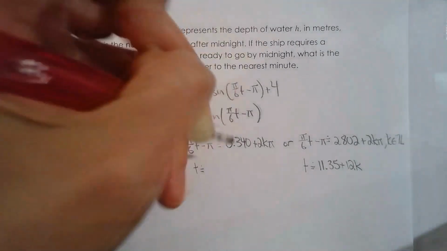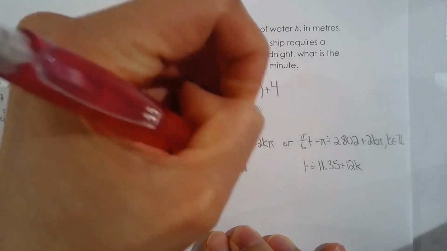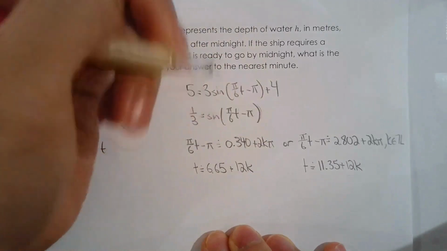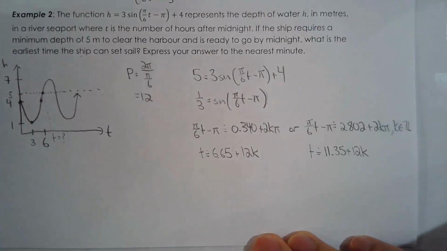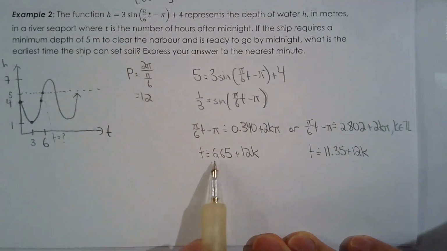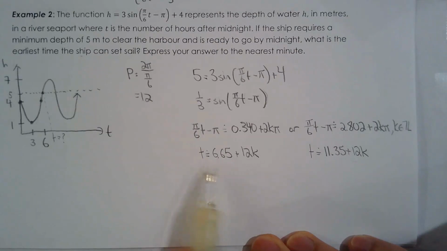So this one is approximately 6.65 plus 12k. So they want the earliest time. Okay, so do I want 6.65? Do I want to wait 6.65 hours or 11.35 hours? And the answer is, of course, I'm going to wait 6.65 hours.